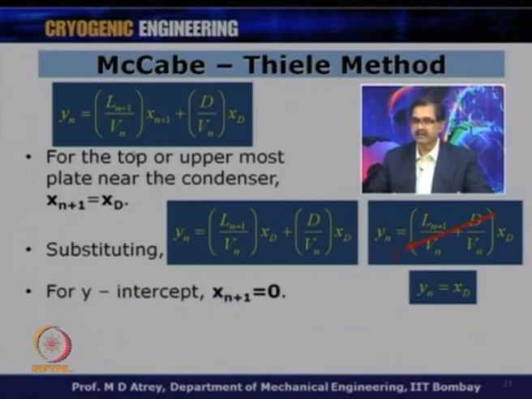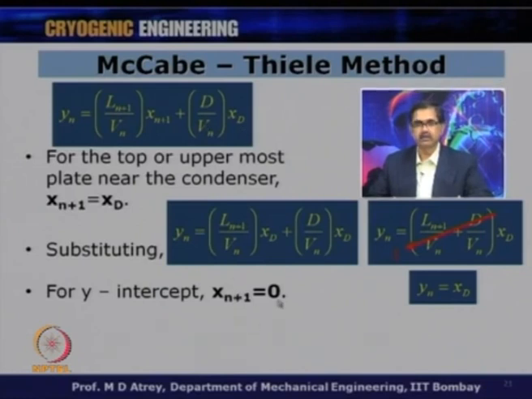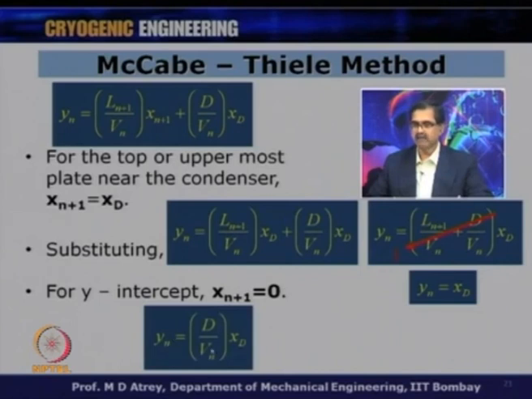And what is the intercept of this line? We have located one point on the top, which is at the topmost plate, and the other point to draw this line is the y intercept, and this is nothing but d by Vn into xd. This will happen when xn plus 1 is equal to 0, and that is why it is called the y intercept. So, we have got yn is equal to d by Vn xd, and therefore I conclude that I know 2 points to draw this operating line for the enriching section.